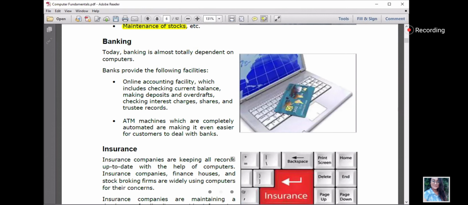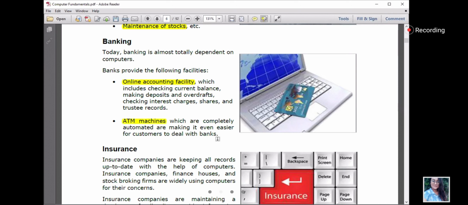Okay, next thing we have here is the banking sector. Banking is a very important sector where computers are used because online transactions and online accounting facilities are done, and every calculation is maintained by a computer.